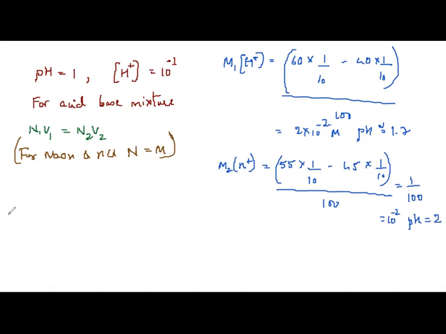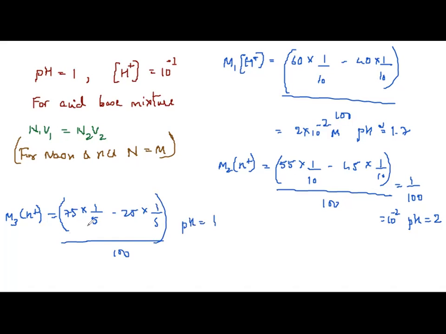Take the third option, M3. H plus ion concentration, what is given? 75 into 1 by 5 minus 25 into 1 by 5. The whole divided by 100. Yes, solve it out. You will get pH equal to 1, because the whole answer comes out to 10 raised to minus 1.